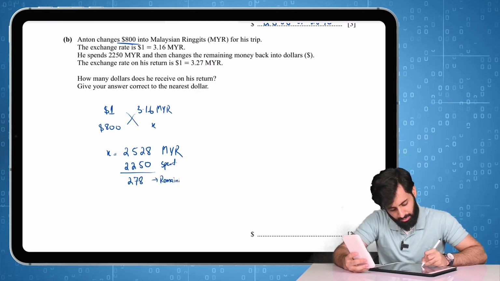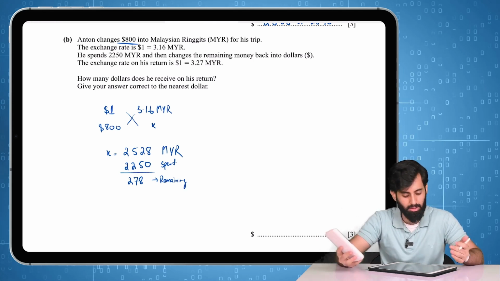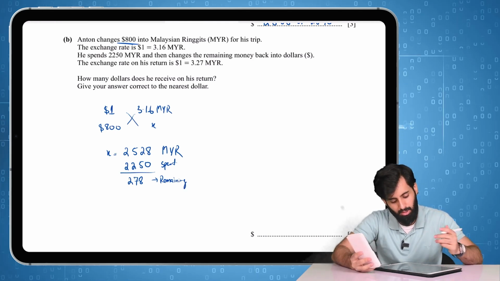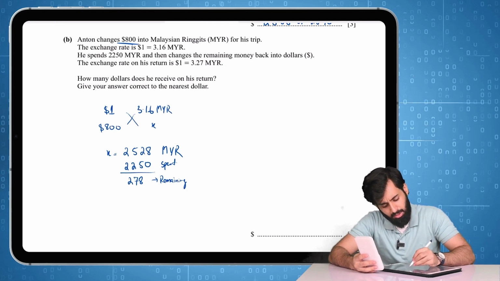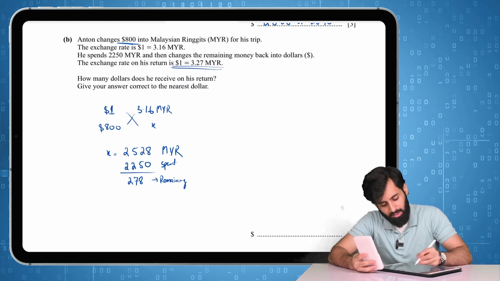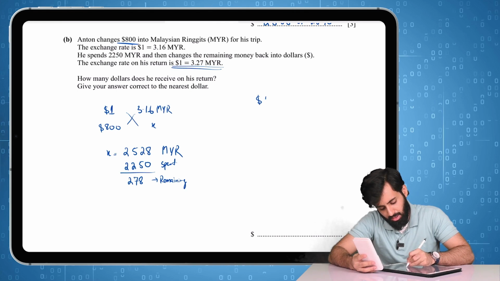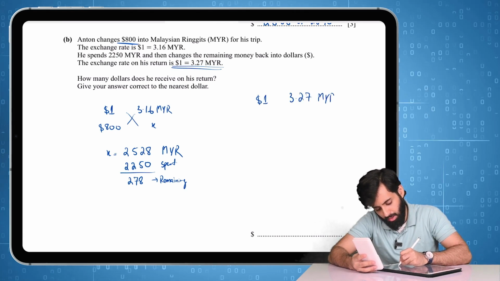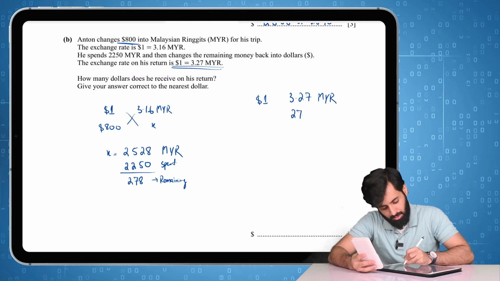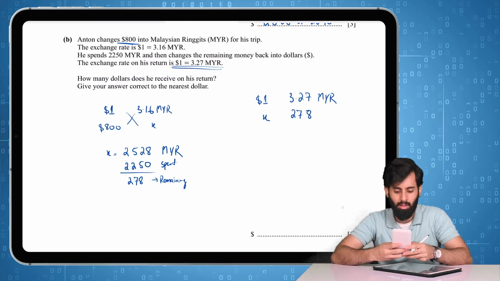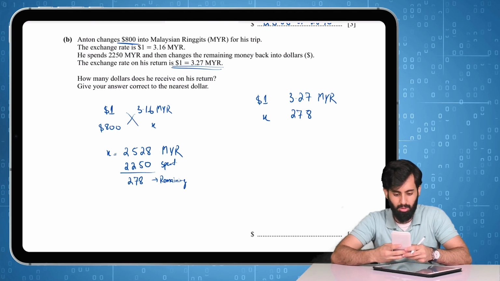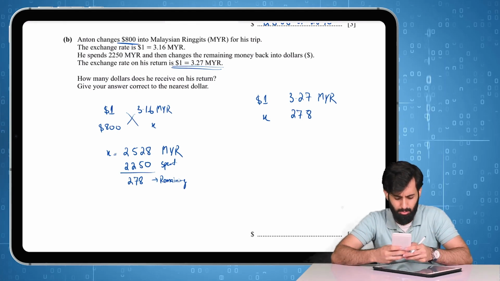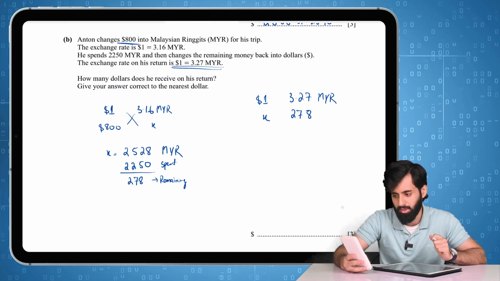Now this remaining amount, this currency, is going to be useless in the US. So he needs to convert it back into dollars, and when he does that, we know what the exchange rate is. The exchange rate is that for $1 you get 3.27 Malaysian ringgits. And he has how many ringgits to exchange? 278. So X is 278 divided by 3.27. Sorry, 3.27. I accidentally wrote 3.72.